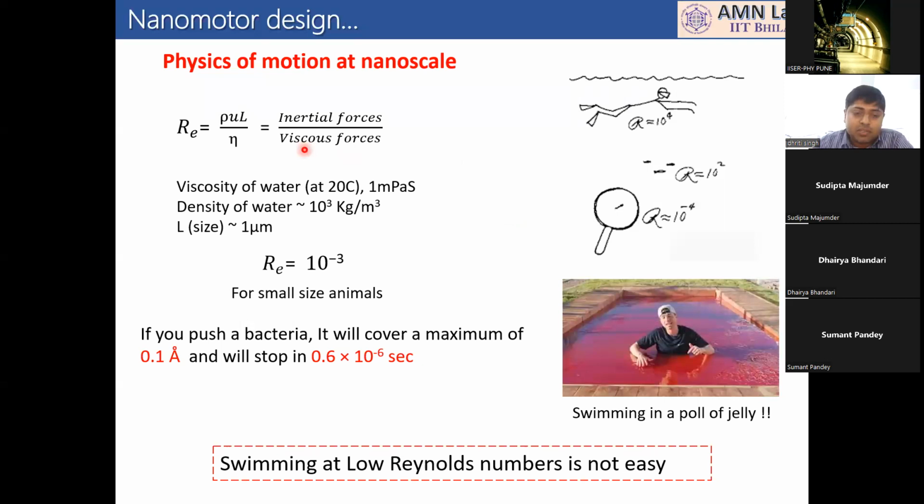So we have to. Excuse me, sir. Yeah, can you please tell again why at small scale the viscous force is much more? Actually, maybe I missed.